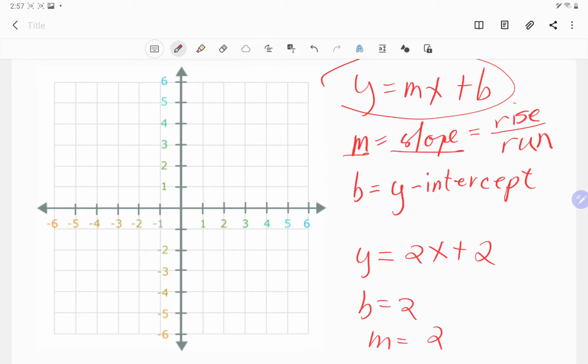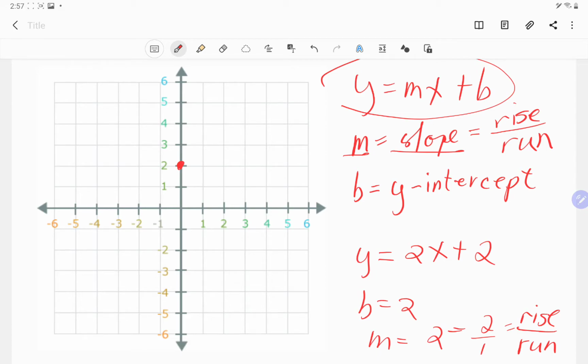So the first thing that we're going to do is plot the y-intercept, which is here. This is your y-intercept, positive 2, and your slope is 2. The slope is also rise over 1, which means 2 is also equal to 2 over 1. So we have 2 rise and 1 run.